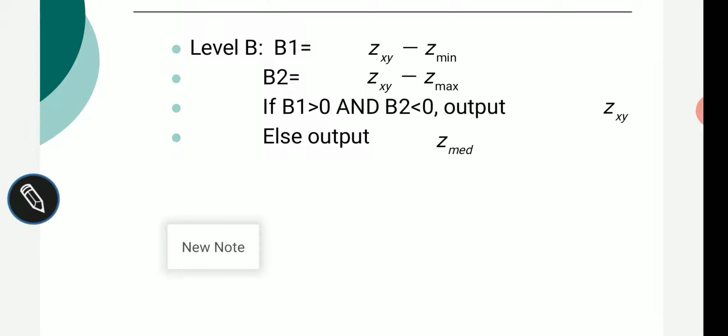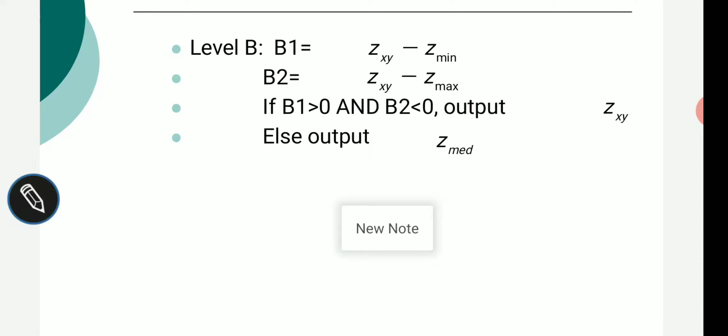In this case, we can go to stage B and test to see if the point at the center of the window is itself an impulse. If the condition B1 is greater than 0 and B2 is less than 0 is true, then Zxy is between Z max and Z min, and Zxy cannot be an impulse for the same reason. In this case, the algorithm outputs the unchanged pixel value Zxy. By not changing these intermediate levels, distortion is reduced in the image.